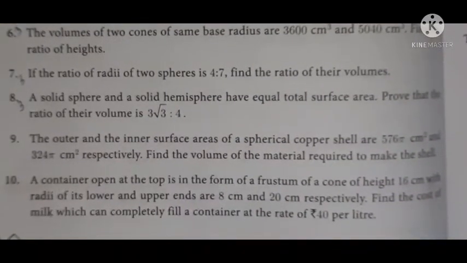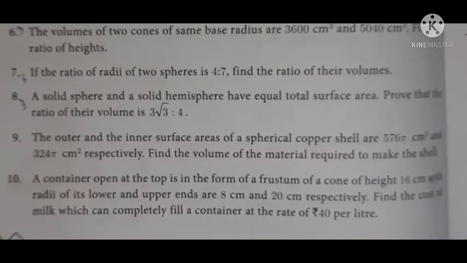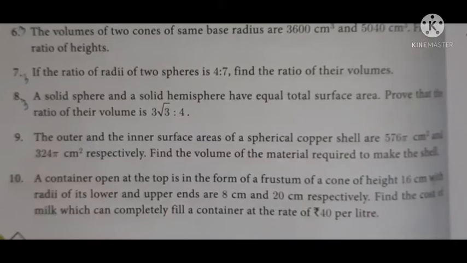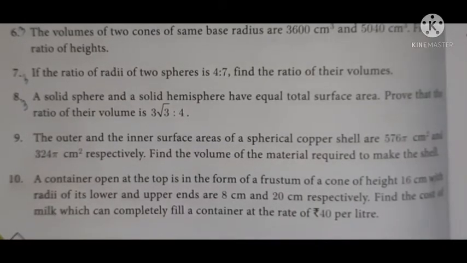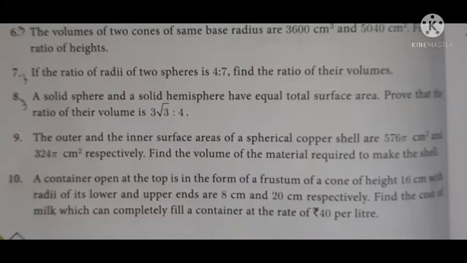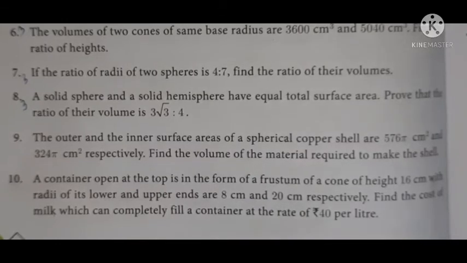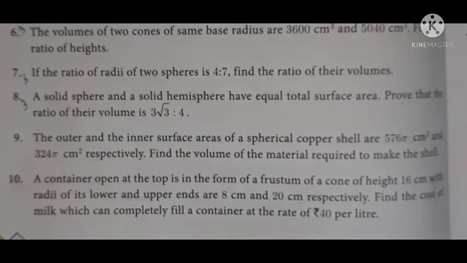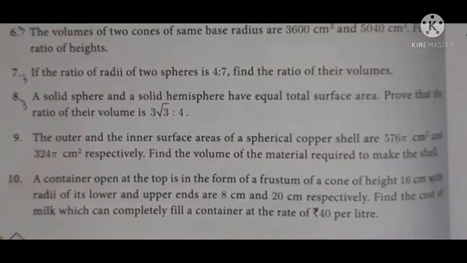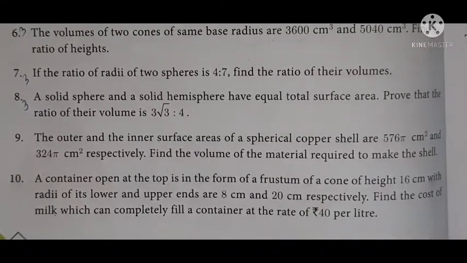Exercise 7.2, sum number 10. A container open at the top is in the form of a frustum of a cone of height 16 cm with radii of its lower and upper ends as 8 cm and 20 cm respectively. Find the cost of milk which can completely fill the container at the rate of rupees 40 per liter. Here, a frustum is given. The top is open. The height of the frustum is 16 cm. The radii of the lower and upper end are given. The radius of lower end is 8 cm and upper end is 20 cm.